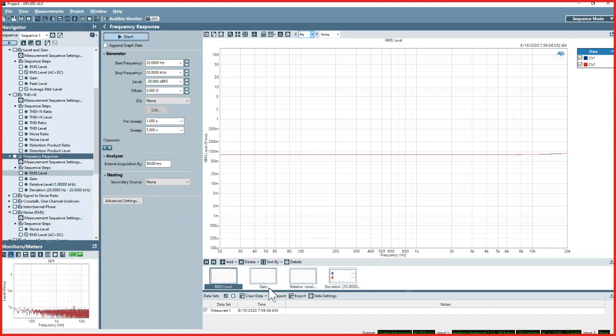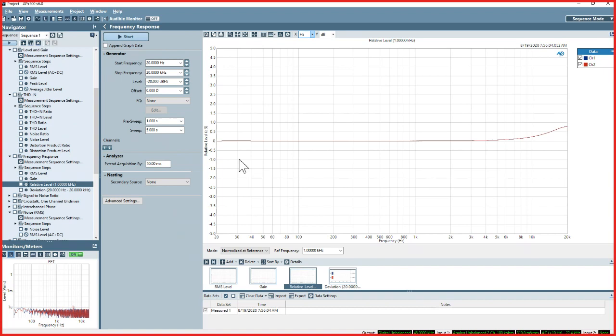And here, if we go to relative level, we can see that there is a small rise in frequency response, maybe 3/4 of a dB as we get to high frequencies. I'll show you the transition and stop band response in a moment.